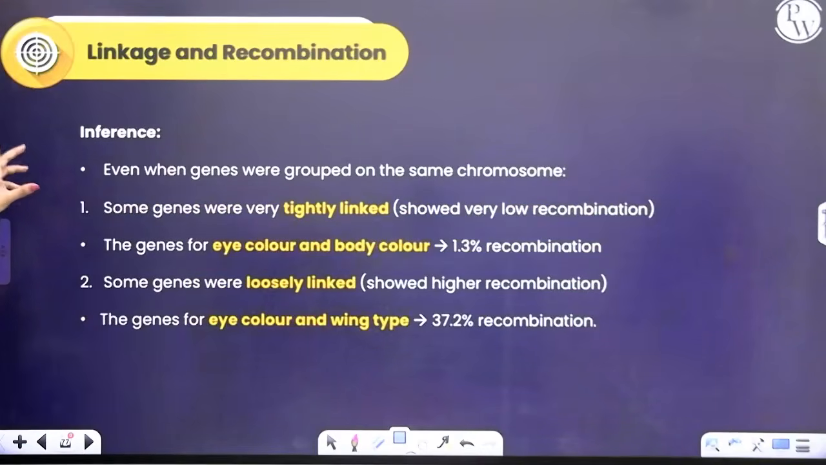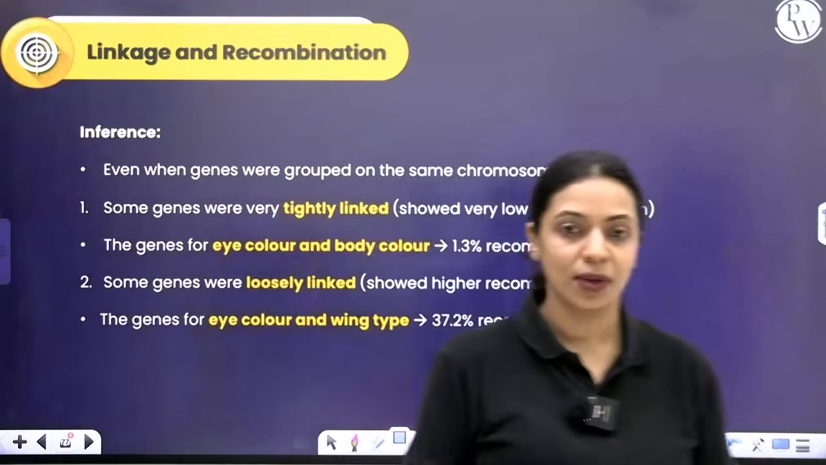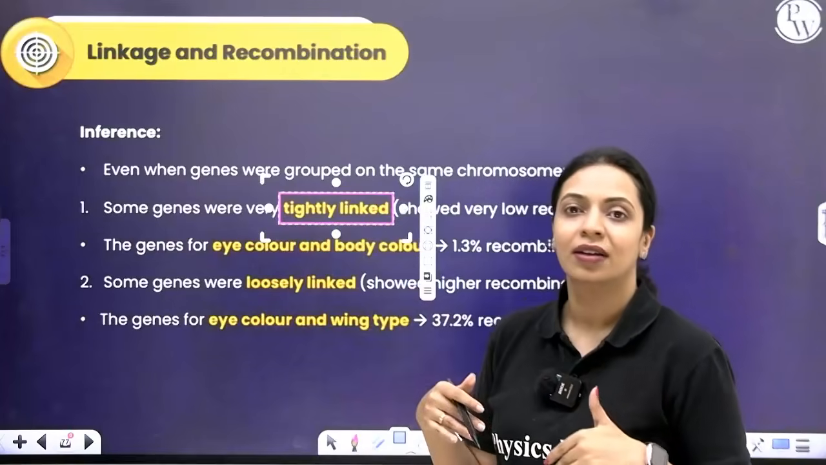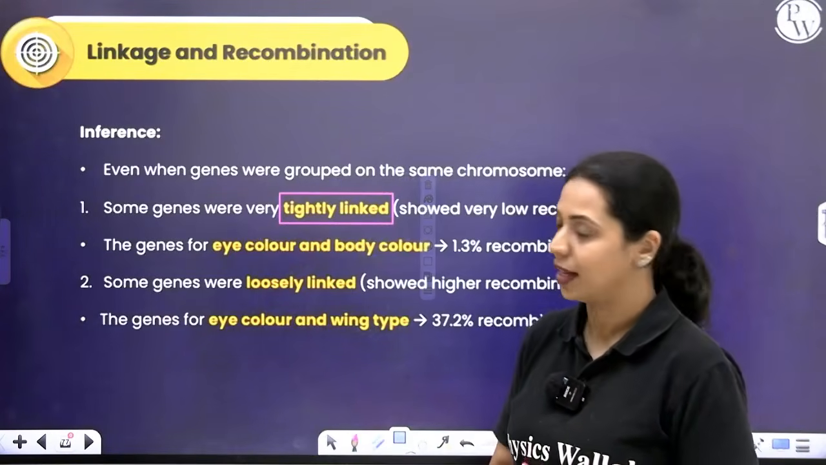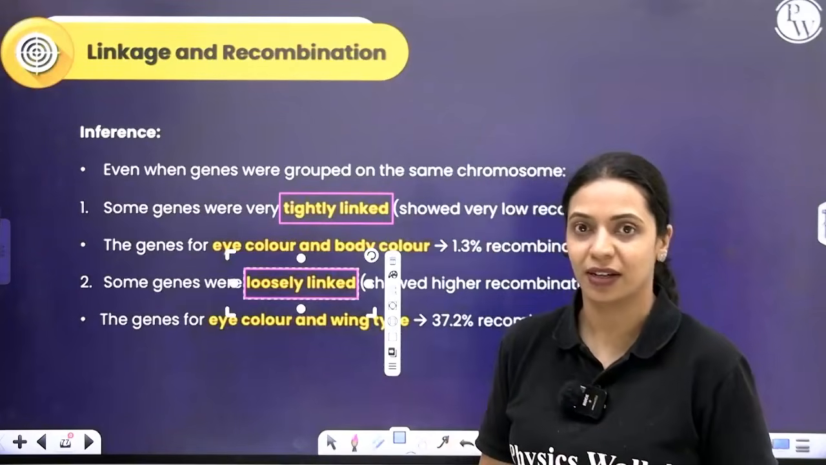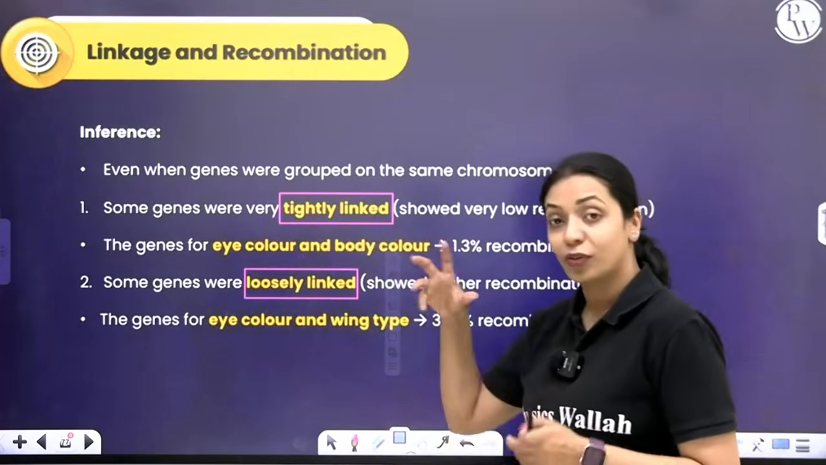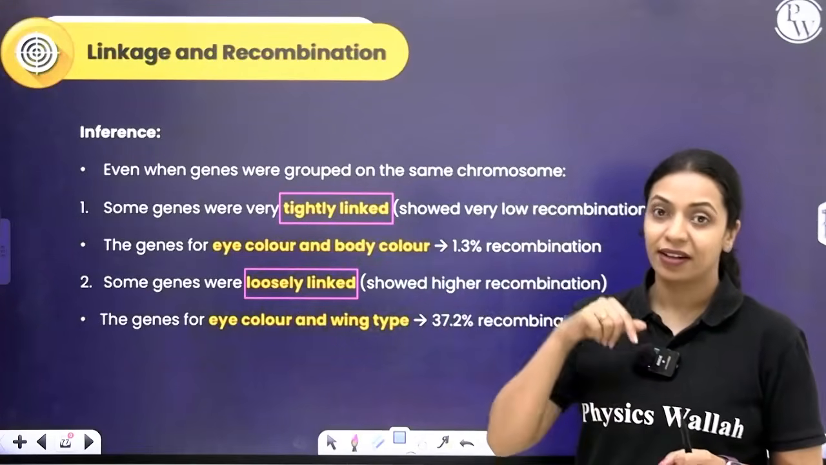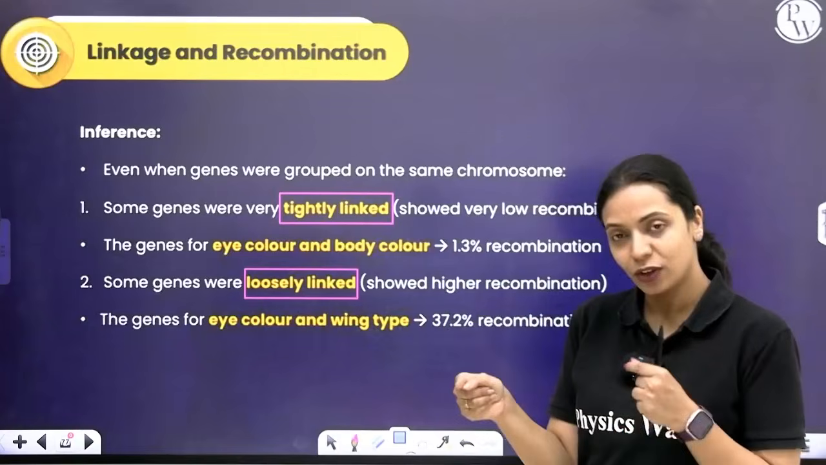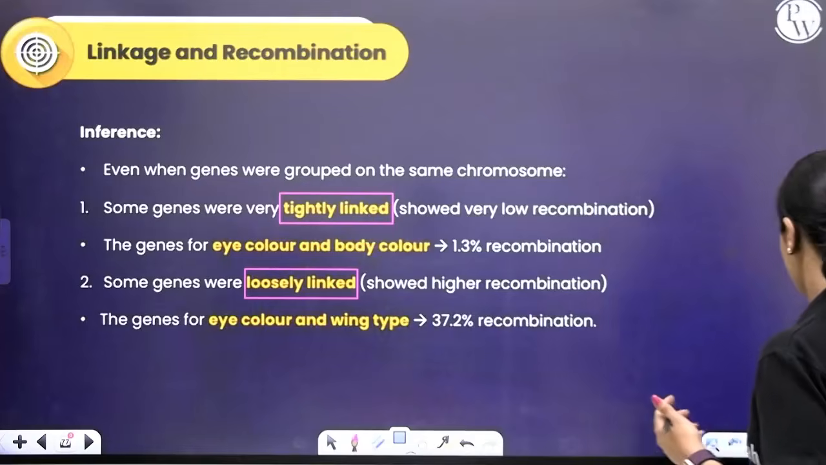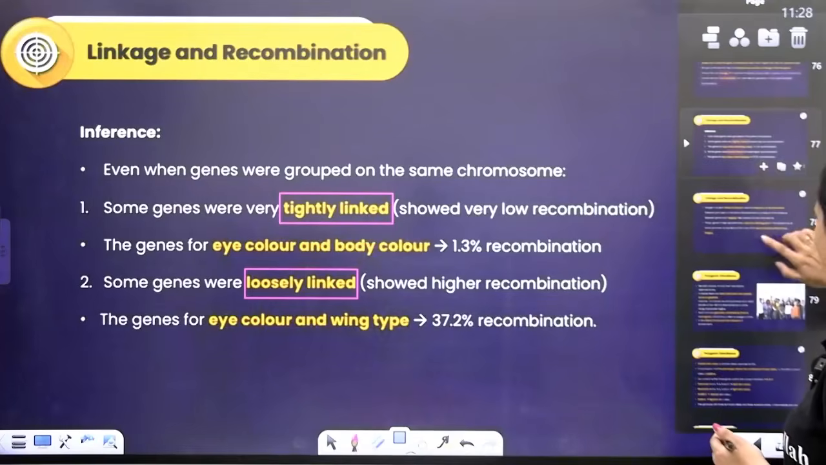Now, what do we infer from this? Even when genes are grouped on the same chromosome, some of them are very tightly linked. They showed lower recombinants or non-parental types. Whenever genes are loosely linked, they showed more recombinants. Okay, so an example for when they were tightly linked is the first experiment, eye color and body color. The second time when they considered eye color and wing shape, they were located on the same chromosome but they were distant. So you got more recombinants. Okay, so that is Thomas Hunt Morgan's experiment.